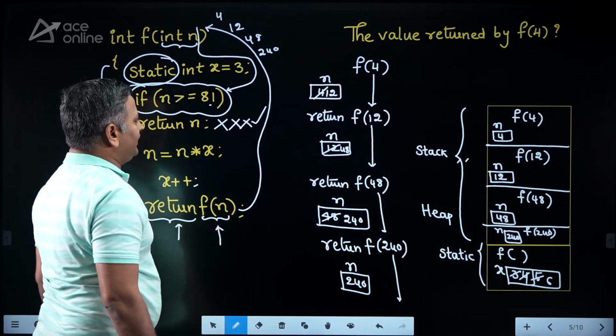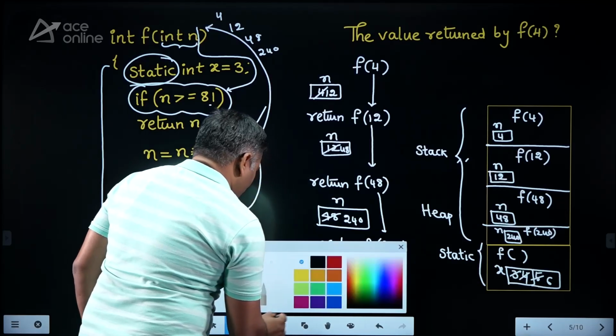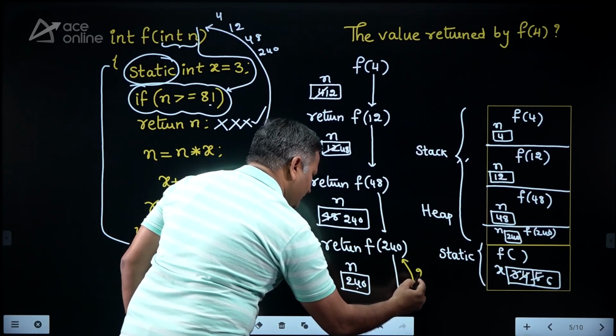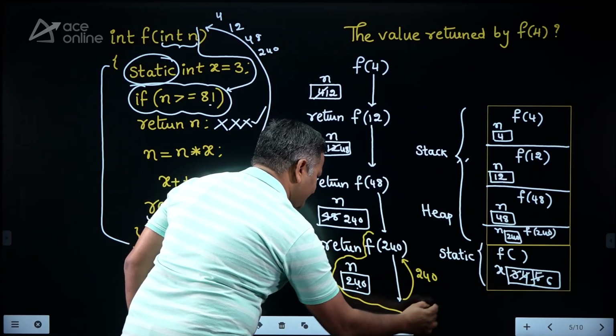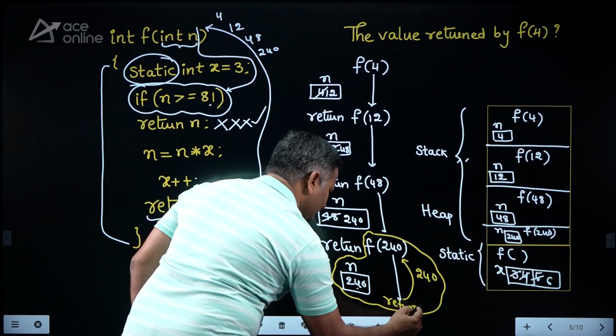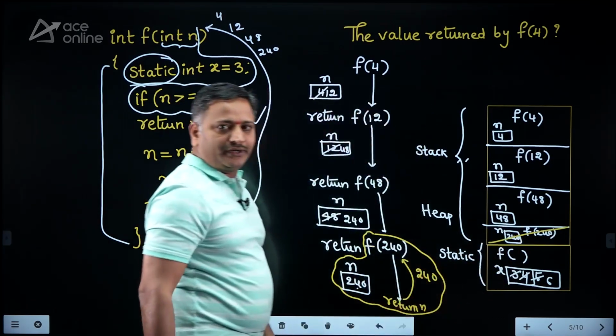Fourth time it is going to return n. So what is the value of n? N is equal to 240. So it will return 240 to the previous level. Then this activation record will be deleted from the stack. Right friends, okay. It means from the stack we have to delete this corresponding activation record.